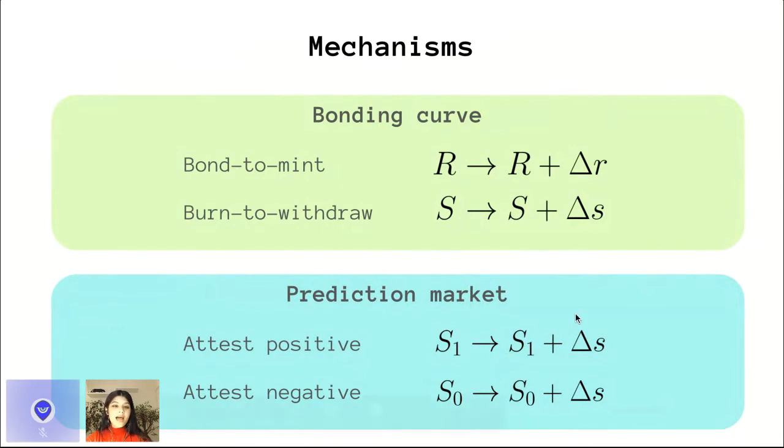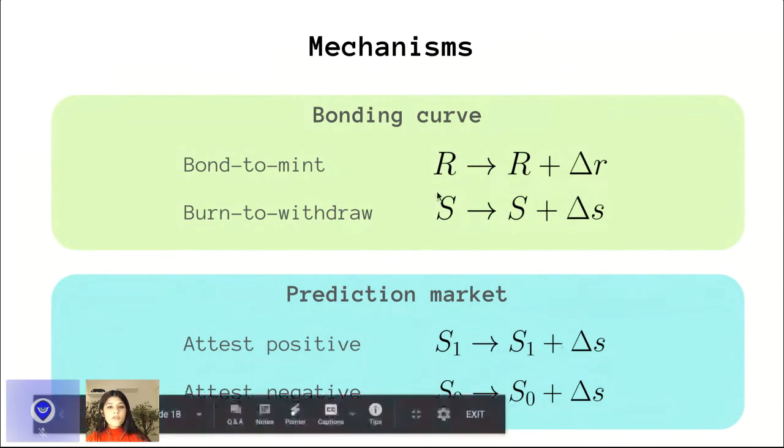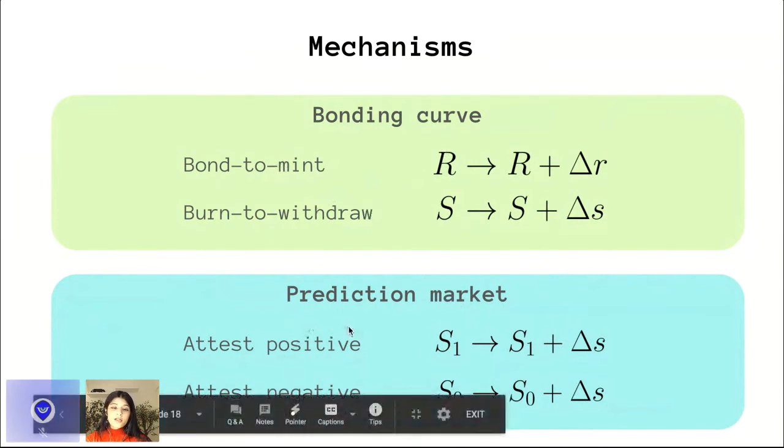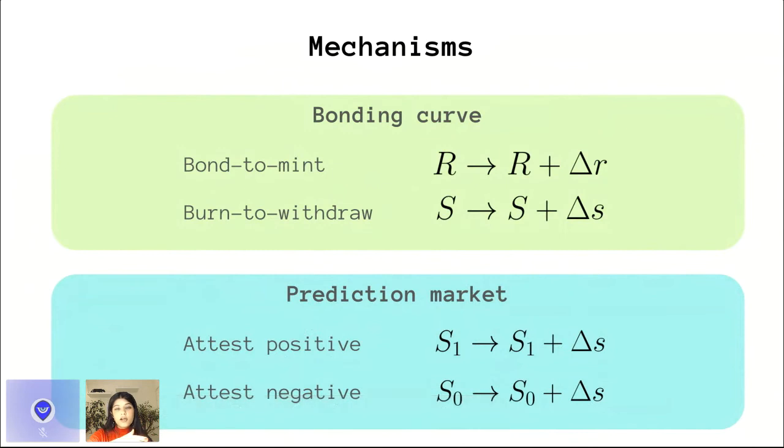Right. So we have two actions within the bonding curve here: the general bond to mint, as well as burn to withdraw. Every agent is able to do this. And we have the prediction market here as well, where agents are able to attest positively. That means they attest saying that the project will not fail. So they're attesting for risk. And attest negatively, where they're saying that they believe the project might likely fail.